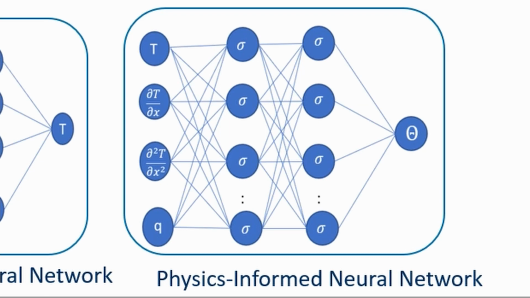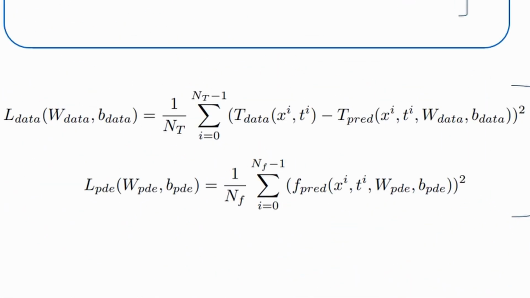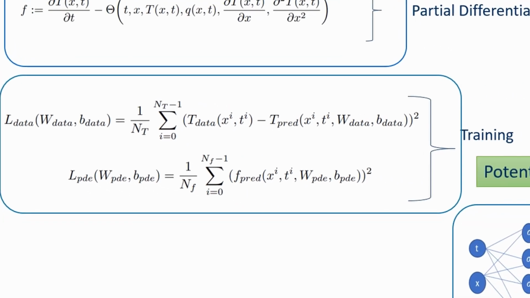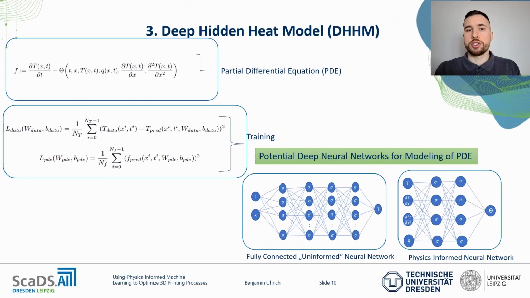The goal of the optimization of both networks is shown here in the loss functions, which have to be minimized. So there are two main restrictions for the learning process. First, the approximated temperature function should be as close as possible to the temperature observations, and simultaneously the found partial differential equation has to be satisfied.